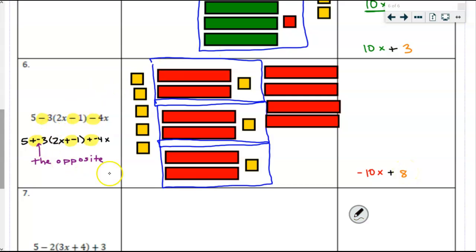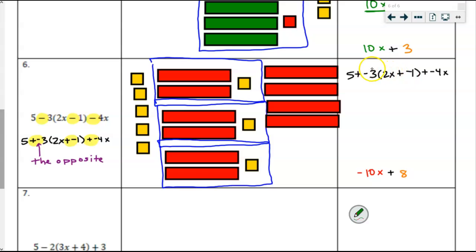How were we going to do this when we no longer have algebra tiles? Basically, the exact same way that we did it with the algebra tiles. 5 plus a negative 3 groups of 2x plus a negative 1 plus a negative 4x. Just like we modeled with our algebra tiles, we started with our group. So I'm going to model 3 groups of that, but at the same time, I'm also going to turn everything to its opposite. This is what that distribution looks like.